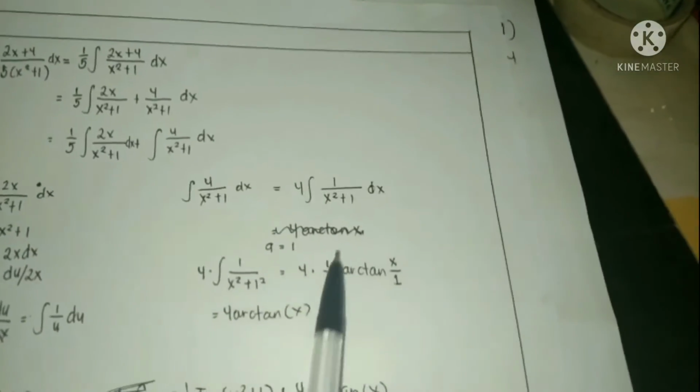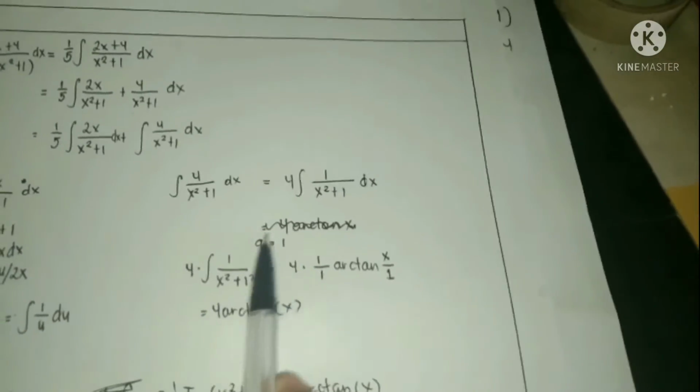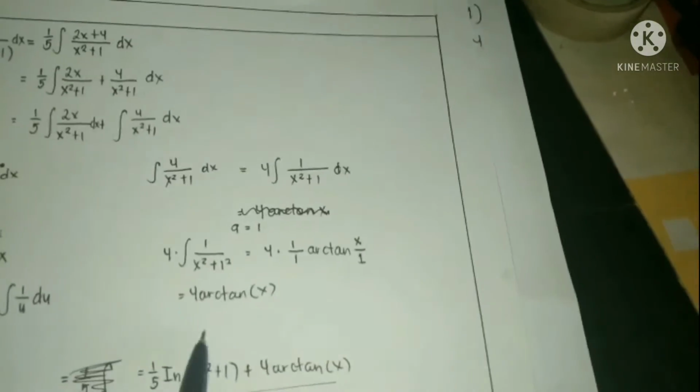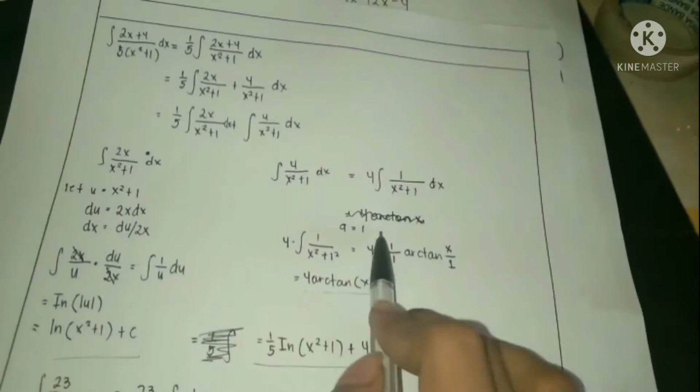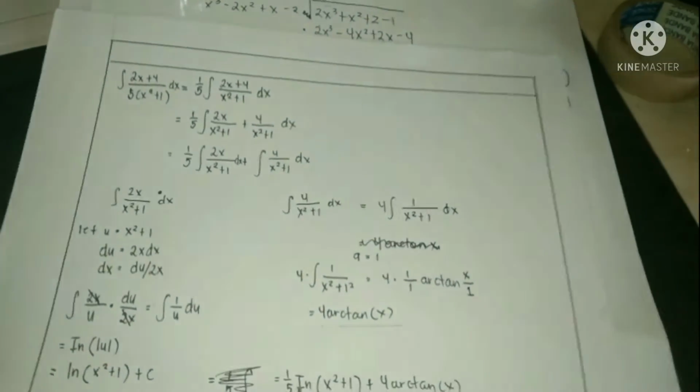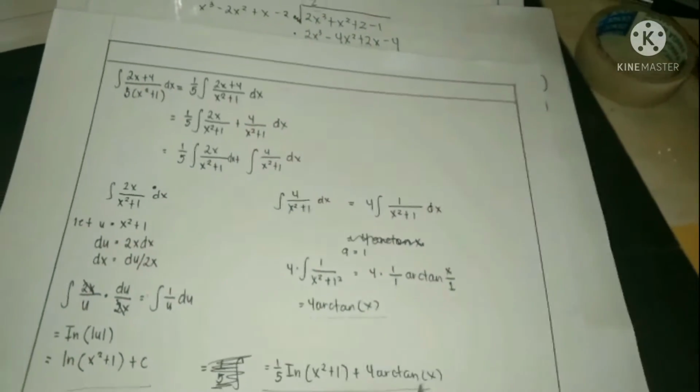So, 4 times 1 over a, plug in the value of our a here, which is 1 arctan x over 1. So, simplify this, magiging 4 arctan x. So, pagdugtungin lang natin yung nakuha natin dito tsaka dito para yun yung maging integral nitong equation na to. So, 1/5 ln x squared plus 1 plus 4 arctan x.